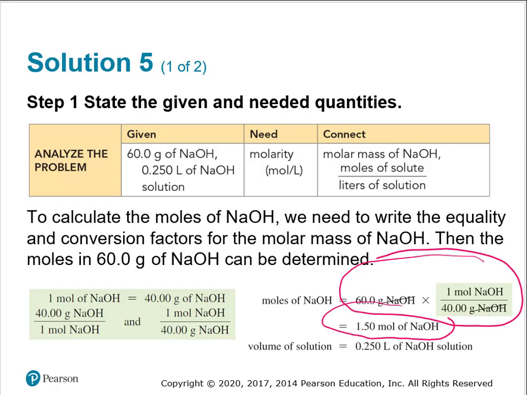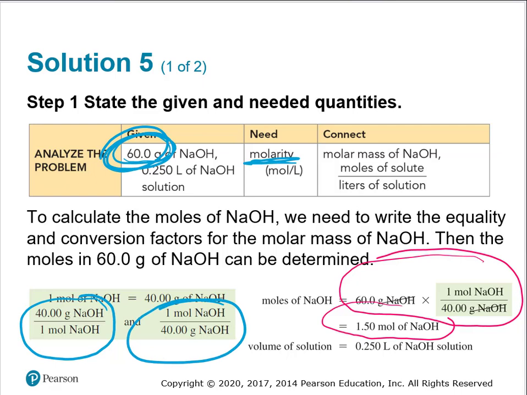First thing I thought of was that 60 grams, if I want molarity, I got to get to moles. So I found the molar mass of NaOH was 40 grams of NaOH in 1 mole of NaOH. So I had to do this step first and go from grams to moles. 60 grams, again I have to have grams on the bottom to cancel those out. 60 times 1 divided by 40 gives me 1.5 moles of NaOH.